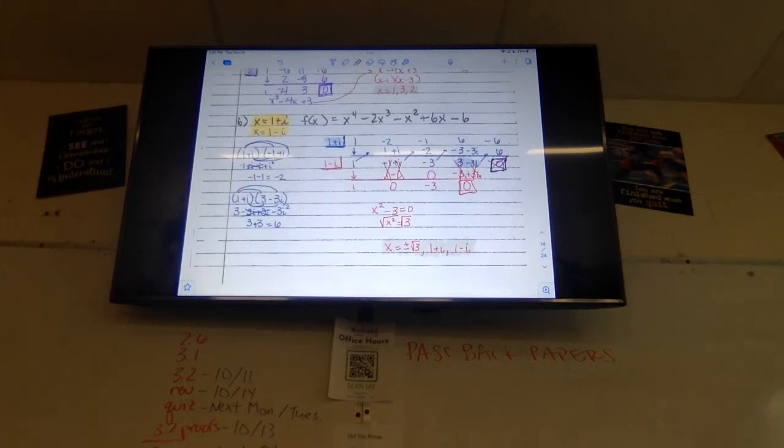Okay. Oh, that was a little tough, wasn't it? Each individual step I didn't think was so hard, but it's doing it all together that I think is what makes it the most challenging. So plus or minus root 3, 1 plus i, 1 minus i.